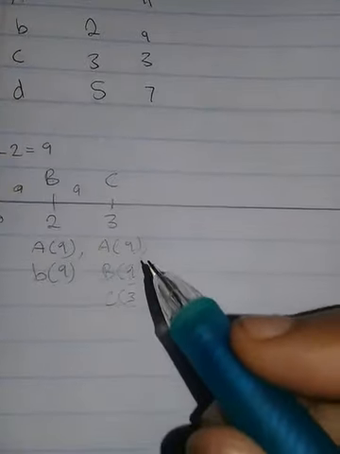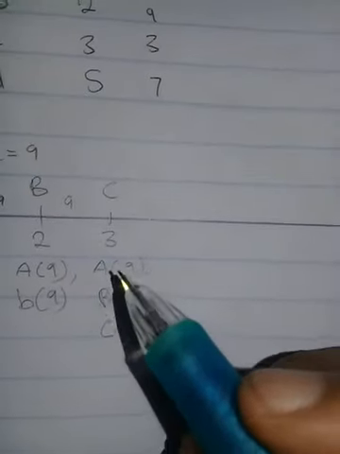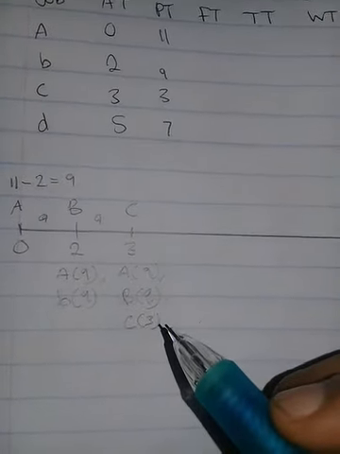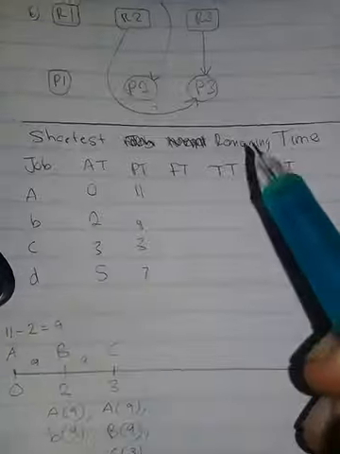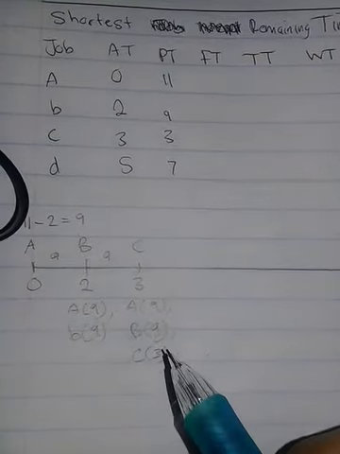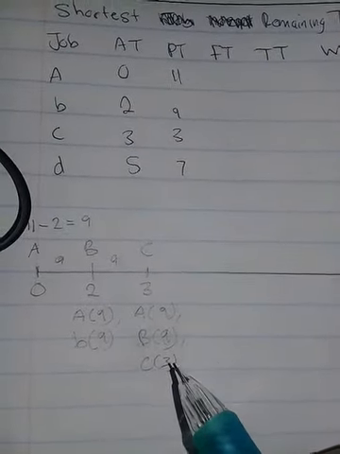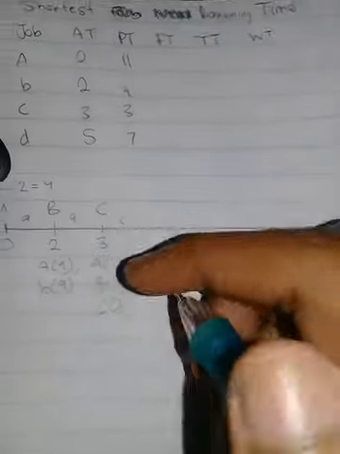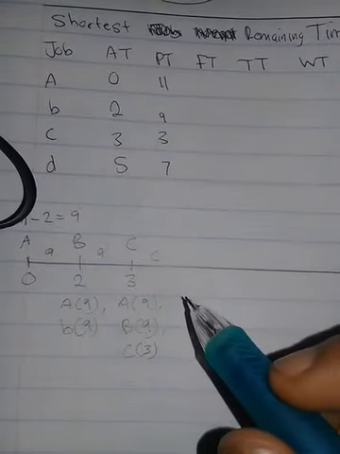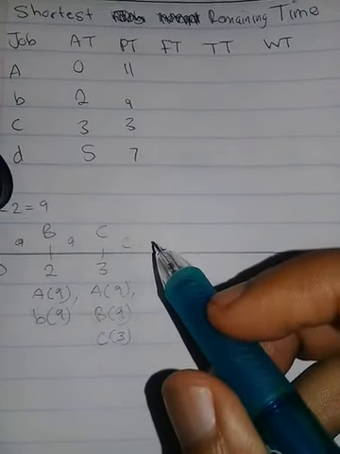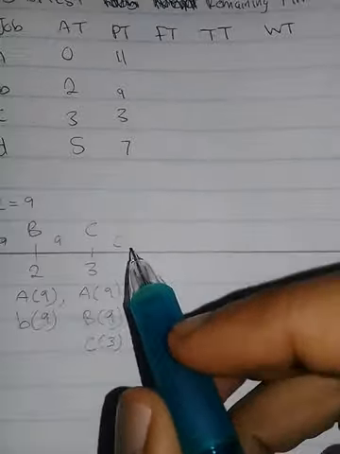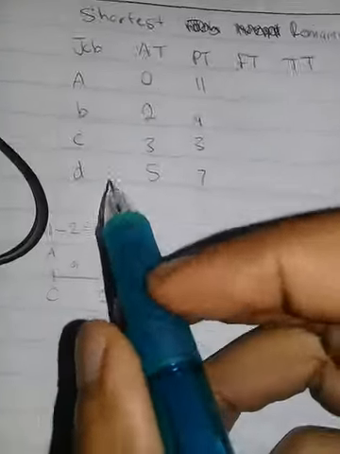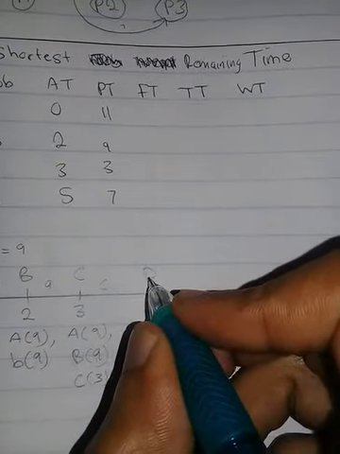Between these 3 at the moment, A9, B9 and C3, which of the 3 has the shortest remaining time? As you guess, C is the shortest, so C is going to be processed. Basically, C will get the go ahead to be put into the processing part of the queue. So C is processing up until 5. So put 5 here because D entered at 5.